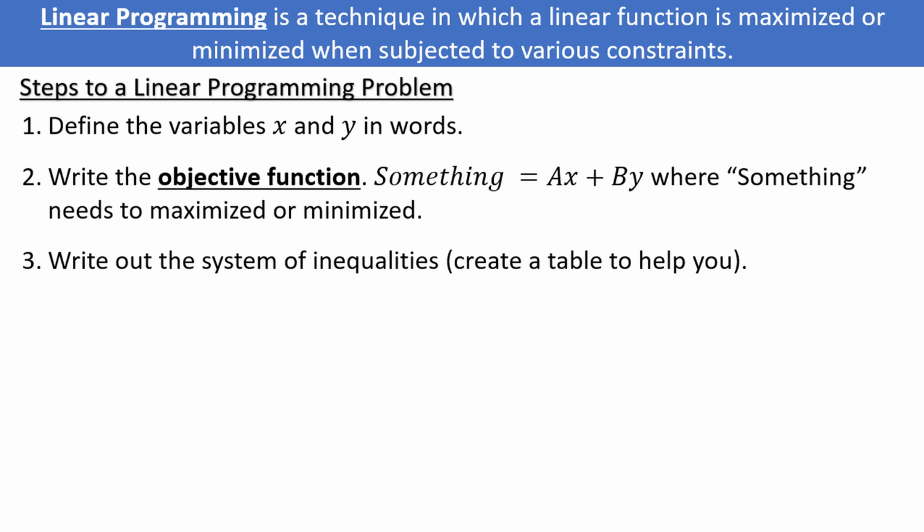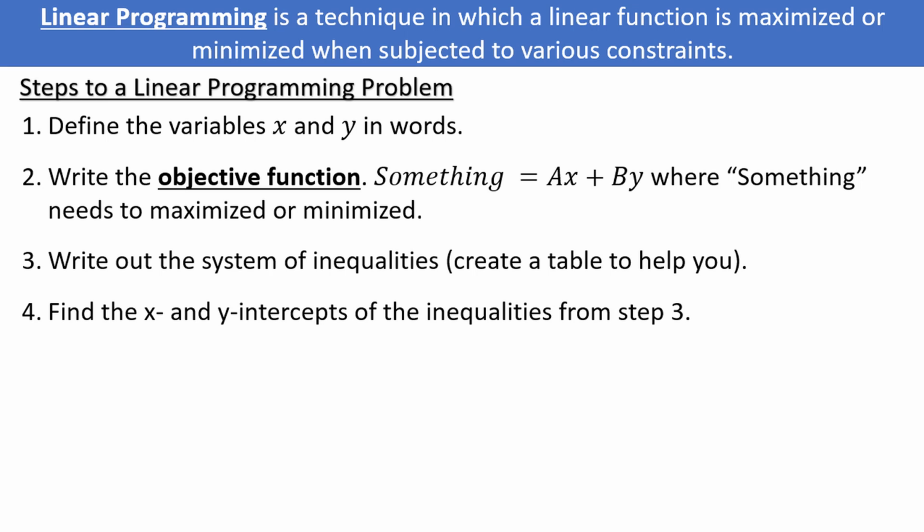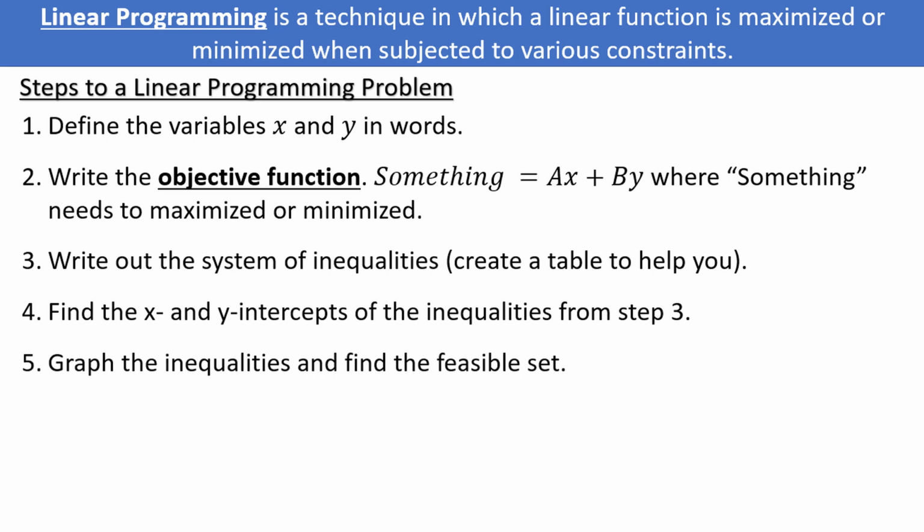Step 4 is to find the x and y intercepts of all the inequalities that you found in step 3. We will use the intercepts to graph, and they will also be useful in a later step. Step 5 is to graph the inequalities from step 3, using the x and y intercepts from step 4. You do not graph the objective function from step 2, only the inequalities from step 3.